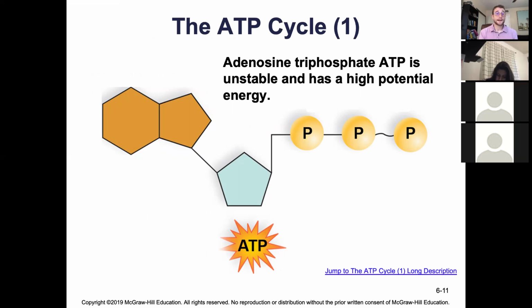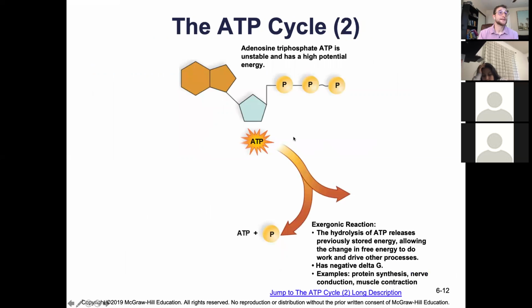So the very first step is adenosine triphosphate. We have it, it's unstable, super high potential energy, wants to get rid of this 3rd phosphate. That's why it's kind of bonded in this weird little way. So what happens is it goes through an exergonic reaction, right? It's really volatile and it releases energy. So it releases this energy and it kicks off this phosphate. So now it's ADP, or it's becoming ADP.